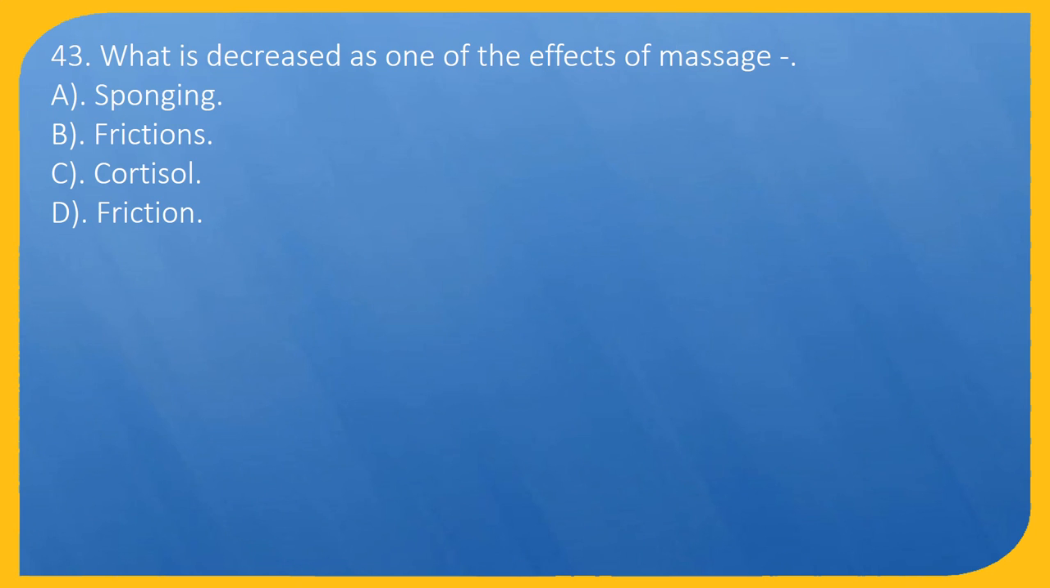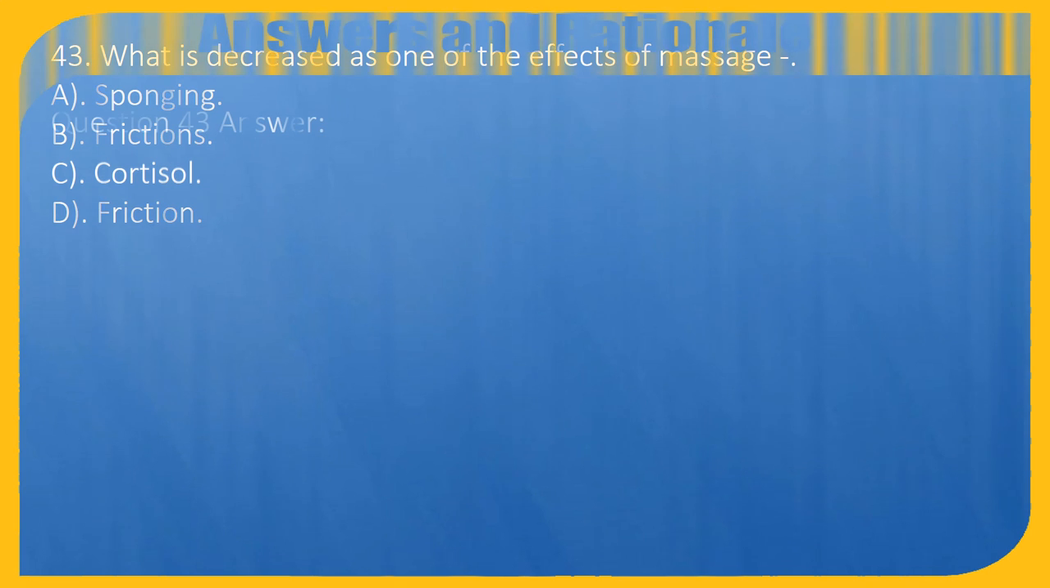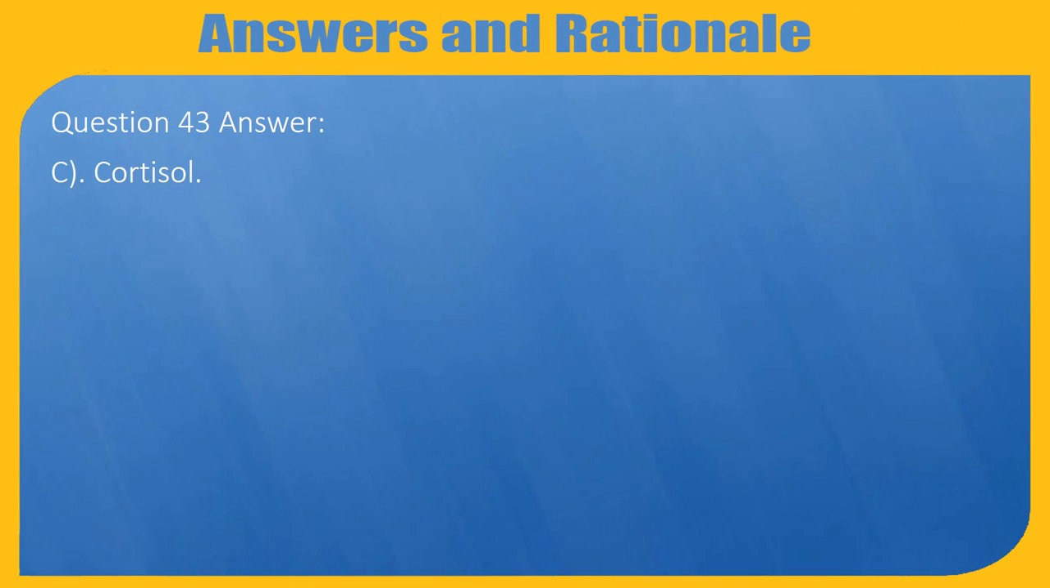Question 43. What is decreased as one of the effects of massage? A. Sponging. B. Frictions. C. Cortisol. D. Friction. Question 43. Answer C. Cortisol.